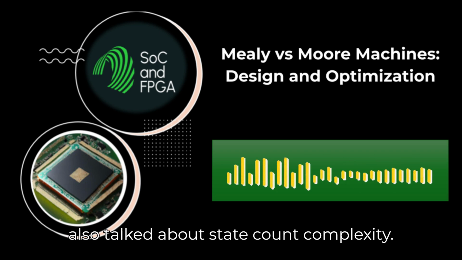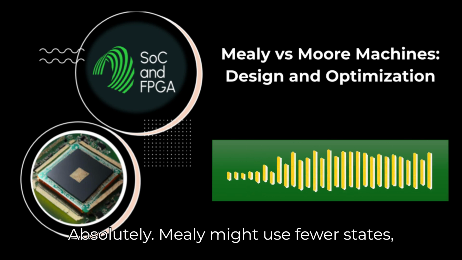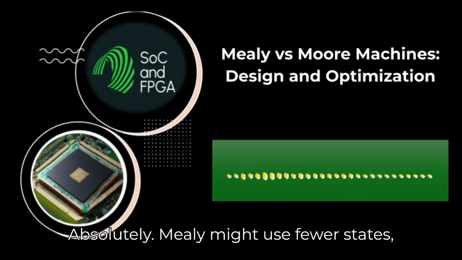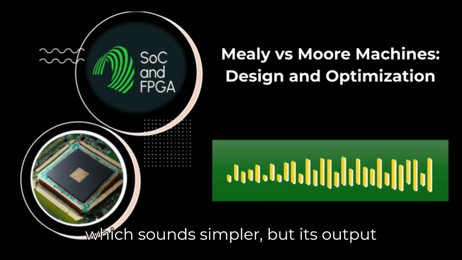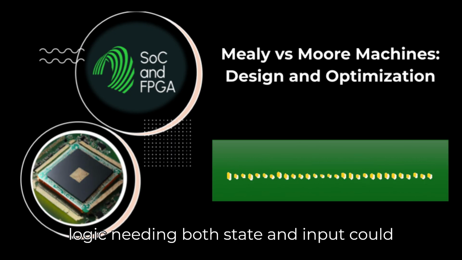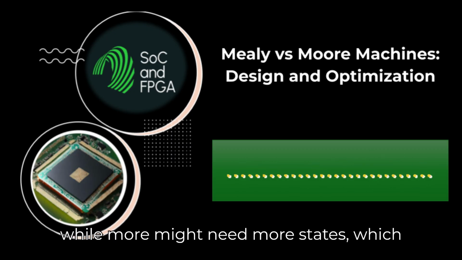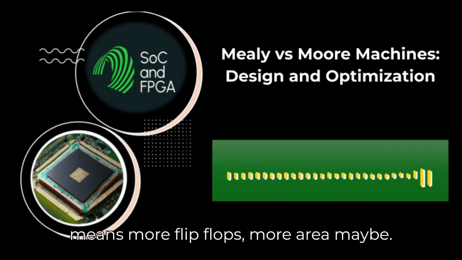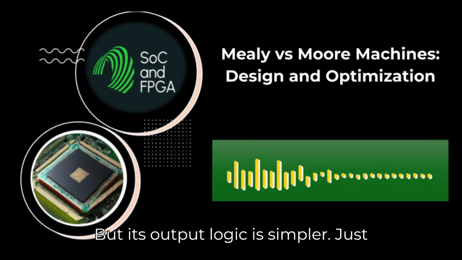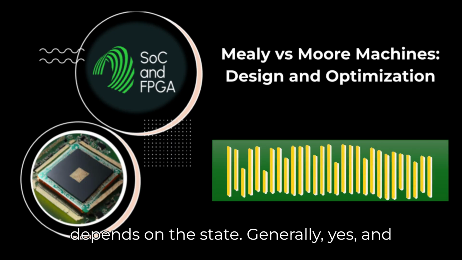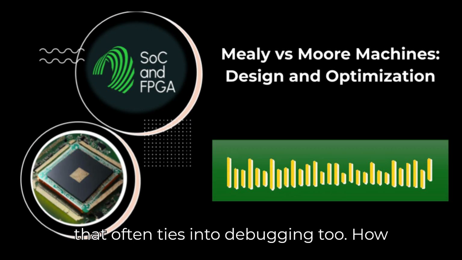Okay, and we also talked about state count and complexity. Absolutely. Mealy might use fewer states, which sounds simpler, but its output logic, needing both state and input, could actually be more complex to implement. While Moore might need more states, which means more flip-flops, more area maybe. But its output logic is simpler. Just depends on the state. Generally, yes. And that often ties into debugging, too.